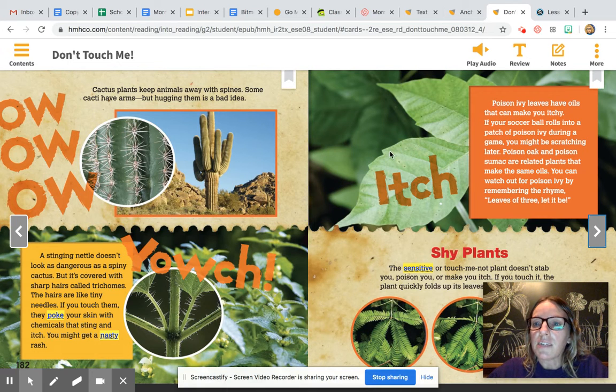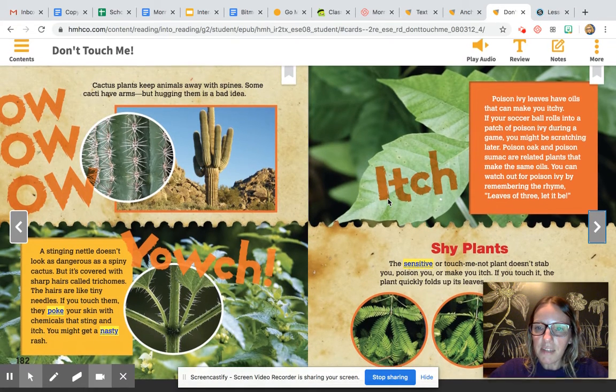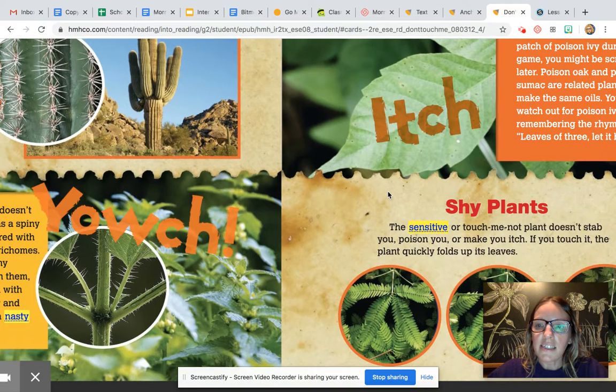Poison ivy leaves have oils that can make you itchy. If your soccer ball rolls into a patch of poison ivy during a game, you might be scratching later. Poison oak and poison sumac are related plants that can make the same oils. You can watch out for poison ivy by remembering the rhyme, leaves of 3, let it be. Shy plants. The sensitive or touch-me-not plant doesn't stab you, poison you, or make you itch. If you touch it, the plant quickly folds up its leaves.